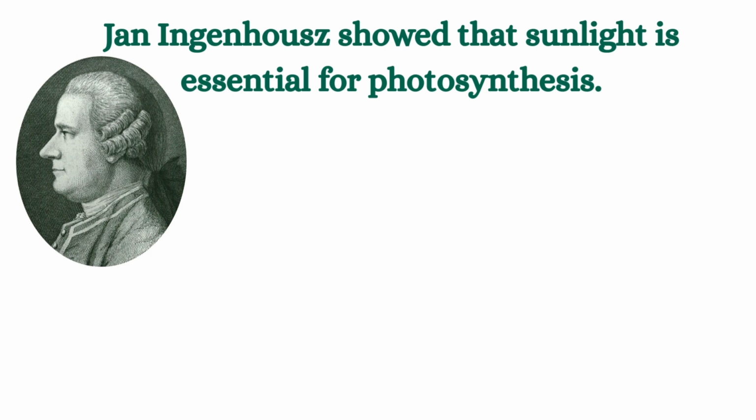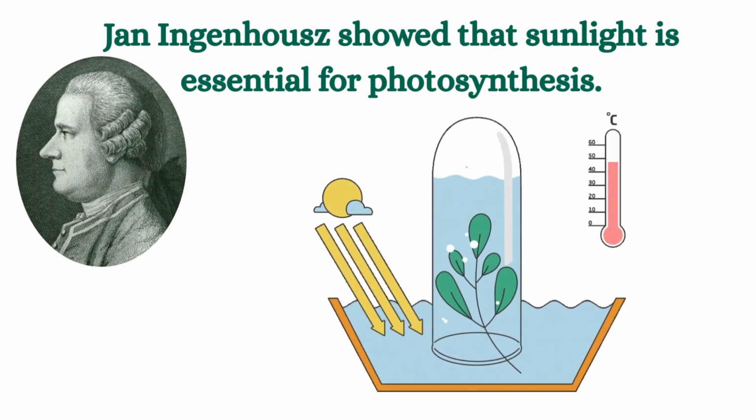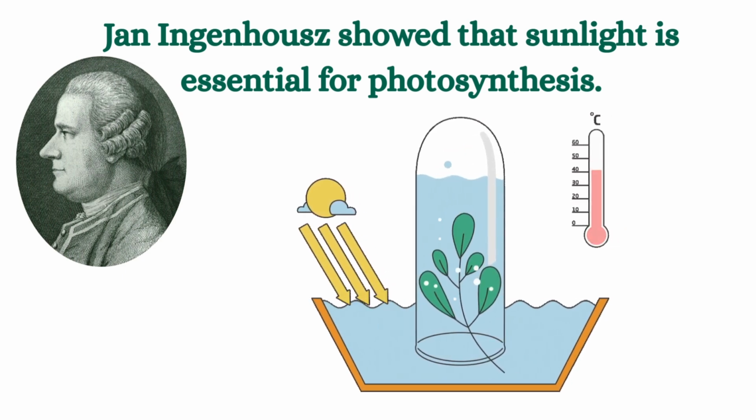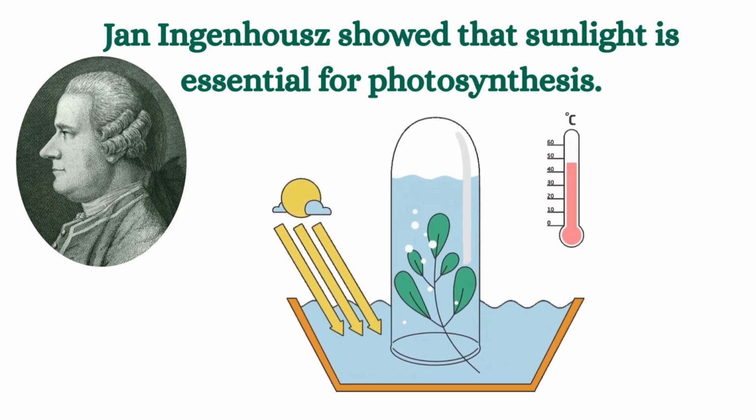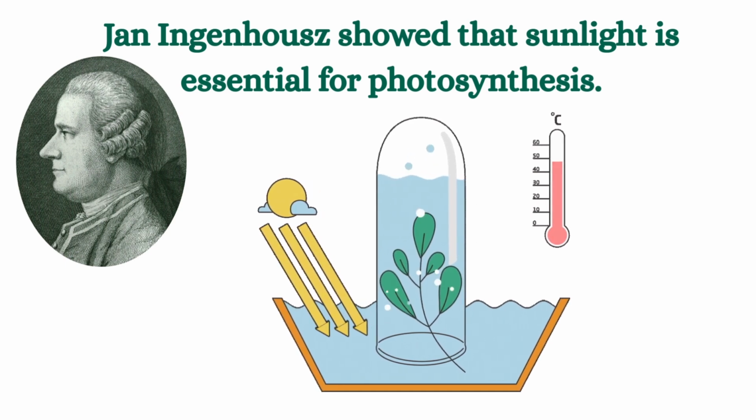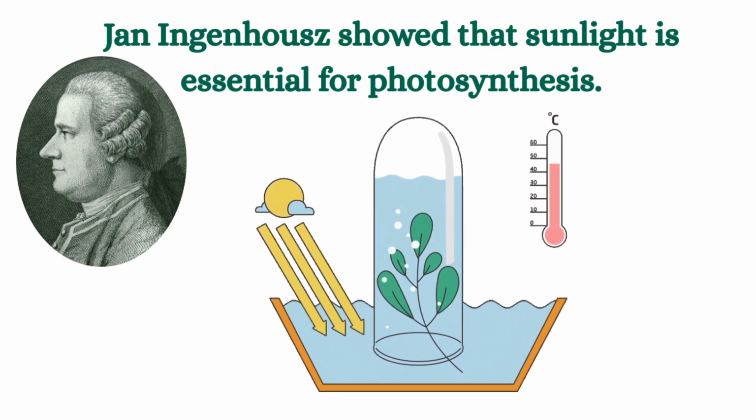Jan Ingenhouse showed that sunlight is essential for photosynthesis. In an elegant experiment with an aquatic plant, he showed that in bright sunlight, small bubbles were formed around the green parts, while in the dark they did not. Later, he identified these bubbles to be of oxygen. Hence, he showed that it is only the green part of the plants that could release oxygen.